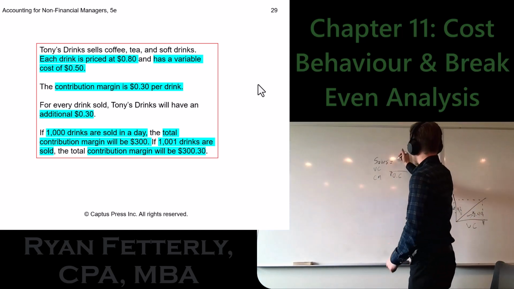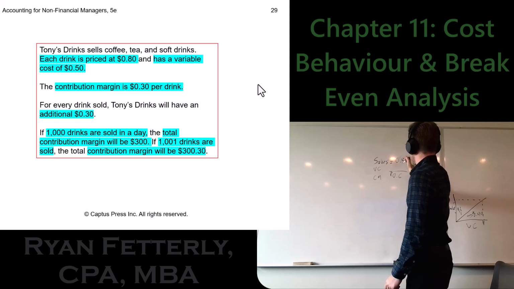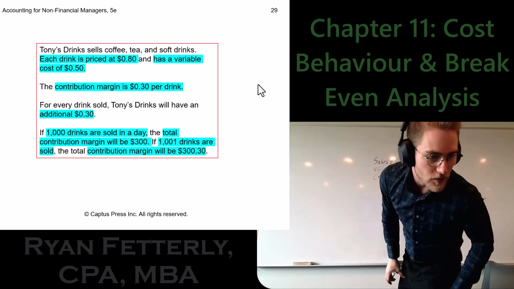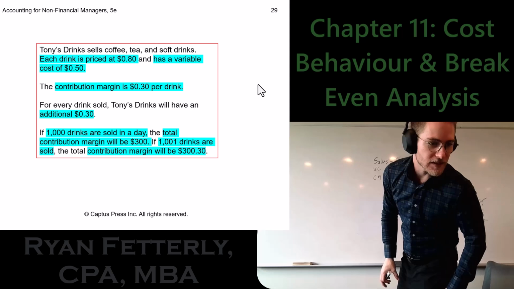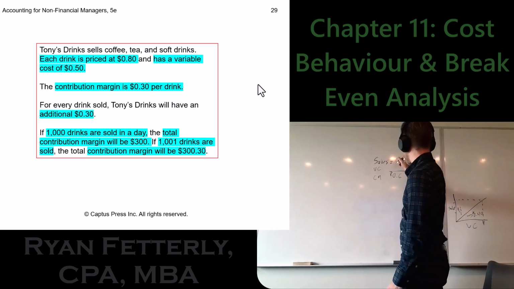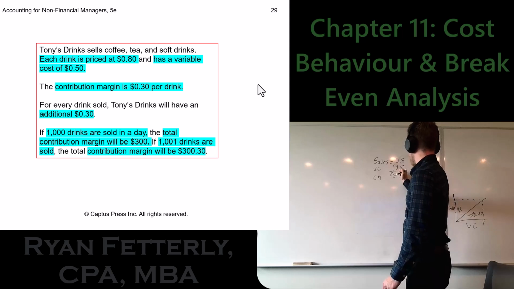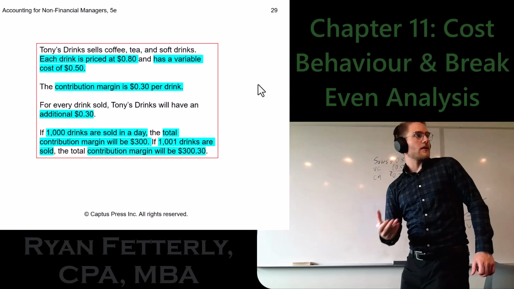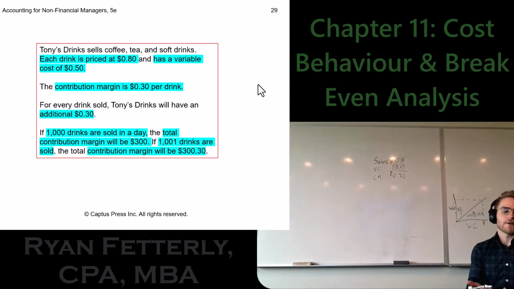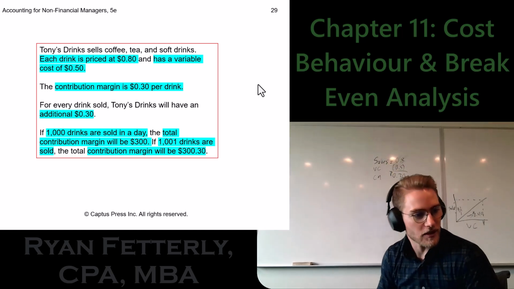Okay, so 80 cents per unit, right? And then it's saying that our variable costs are 50 cents. So we're going to take off variable costs of 0.5, and that means what we have left over is 0.3. So every time we sell a pop or whatever, we are earning 30 cents a unit.